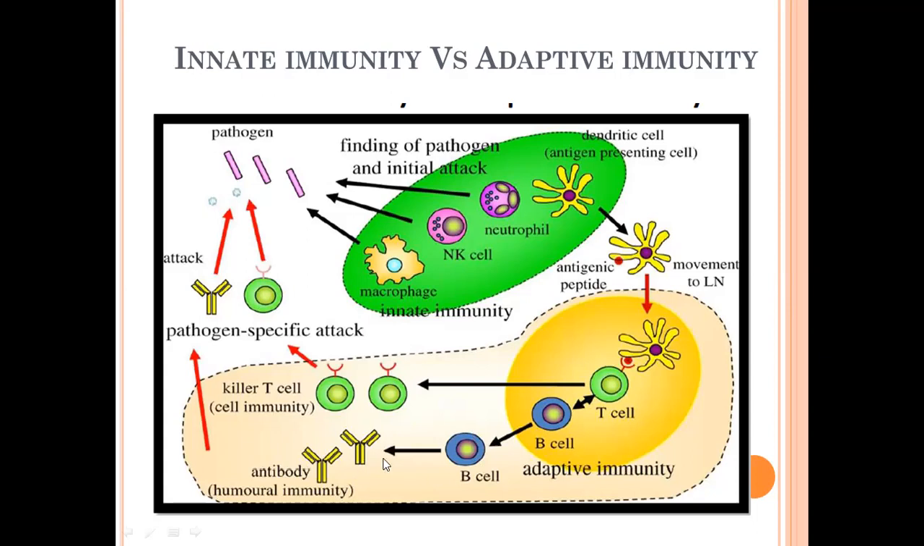So this is how it takes time, because it requires so many activations. If B cell is activated, the second line of defense will be humoral immunity. If T cell is activated, then it is cell immunity. Maybe both, but both of these cause a pathogen-specific attack. So by way of humoral immunity or cell-mediated immunity, there will be antibody formation, and the antigens present on these pathogens will be destroyed. This is how the defense mechanism through the immune mechanism is occurring.